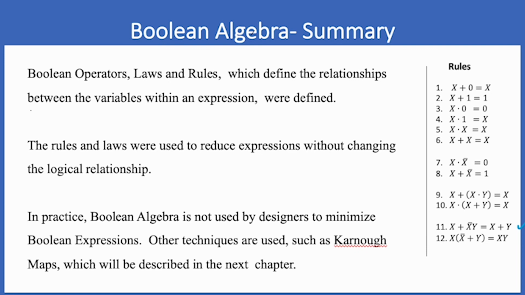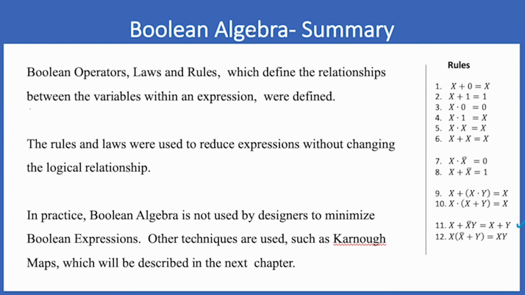But typically in practice, you don't use these rules because with anything more than 3 variables, even 3 variables, it gets pretty complex to do reductions. And sometimes you'll have 4, 5, and even 6 variables. So most of the time in practical use, you don't use Boolean rules and laws to minimize expressions. You'll use other things such as Karnaugh maps, which will be described in the next chapter.